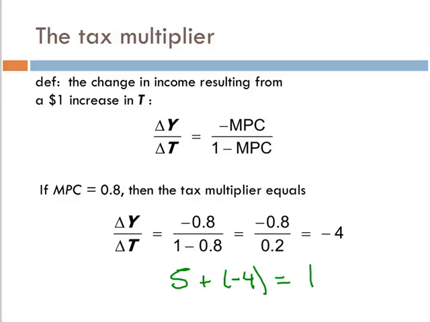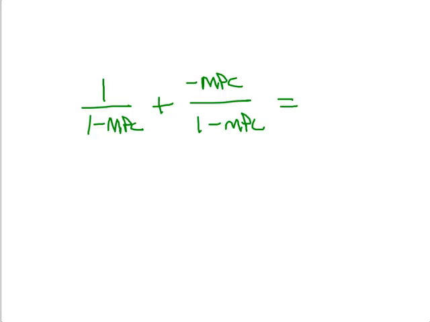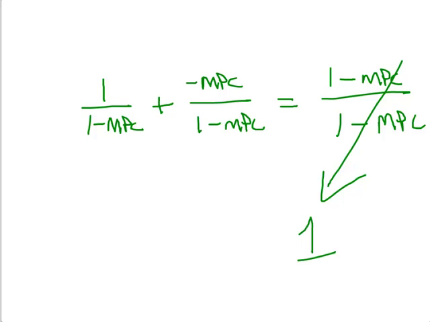And in fact, that's the case throughout. It has to be. All right? The two multipliers sum to 1. And to see that, let's just add the two multipliers together. So the government spending multiplier is 1 over 1 minus MPC plus the tax multiplier is minus MPC over 1 minus MPC. And if I add those two together, what do I get? I get 1 minus MPC divided by 1 minus MPC. And that, of course, is just 1.